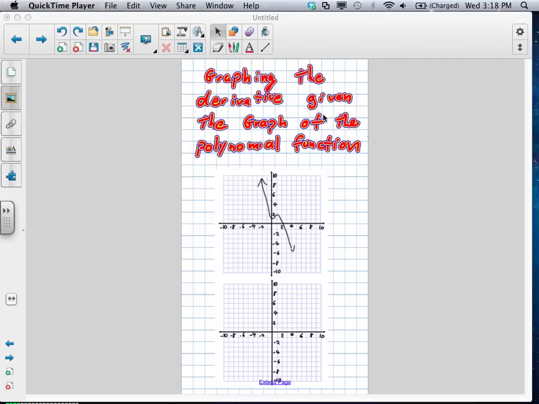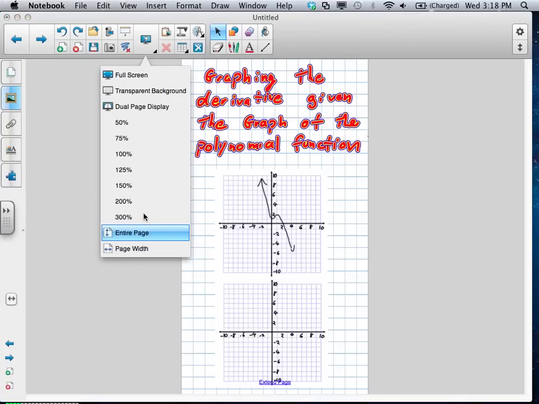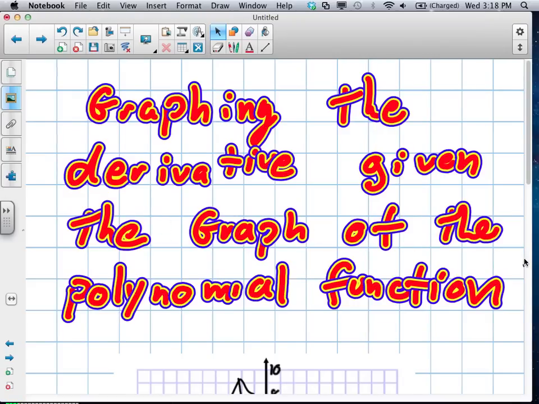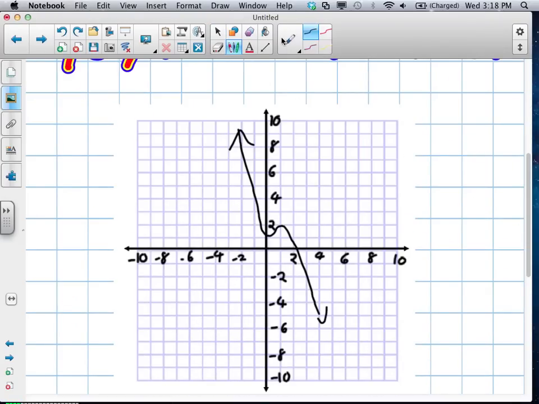Okay, we're going to go graphing the derivative given the graph of the polynomial function. I just zoomed out far so we could read everything and look at what we're about to do. We're going to zoom in here. This is the graph of the original polynomial function, which is denoted as f of x.